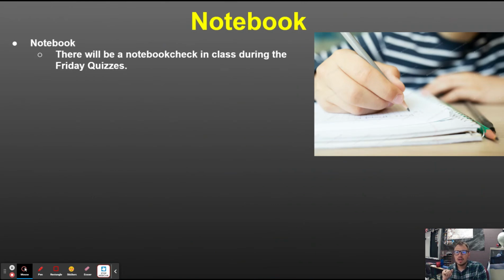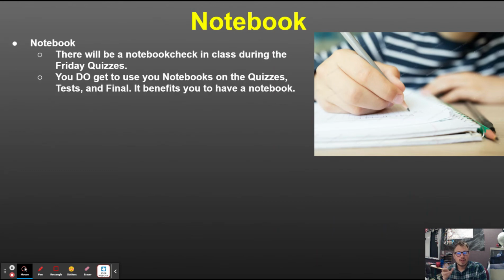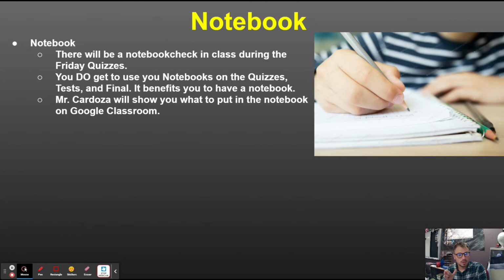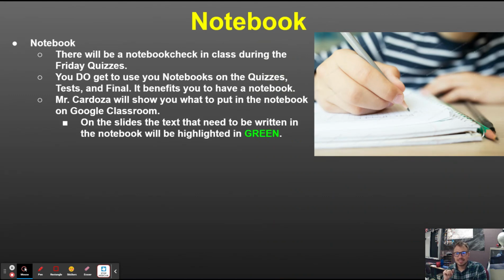Now the notebook, there will be notebook checks in class during the Friday quizzes. So every other Friday we'll do a notebook check. Now you do get to use the notebooks on the quizzes, tests, and final. It benefits you to have a notebook. We're going to go over how to organize that. So I will show you what to put in the notebook on Google Classroom and in class.